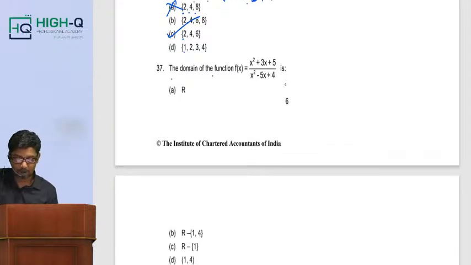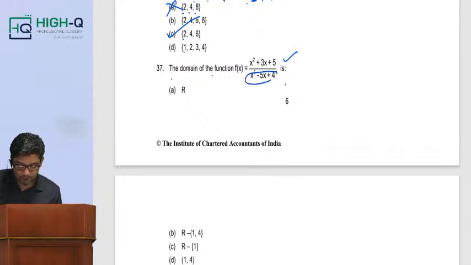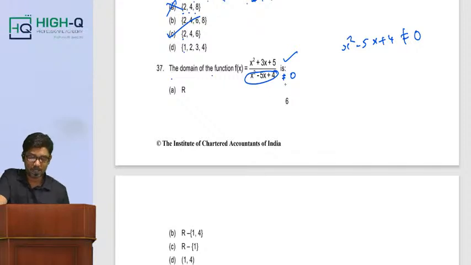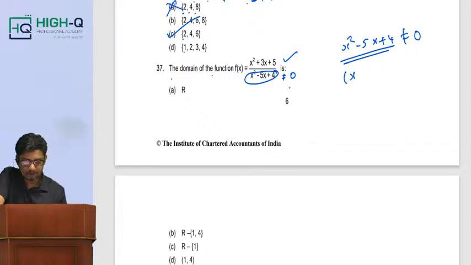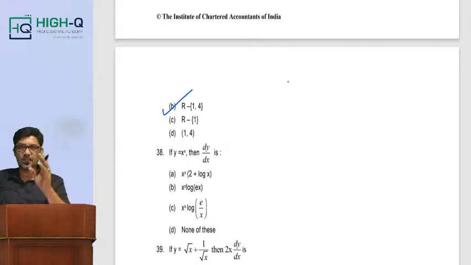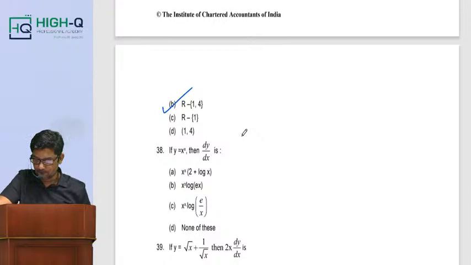Next, the domain of the function. See, whenever there is a quotient, p by q format, the denominator should not be 0. So x square minus 5x plus 4 should not be equal to 0. So what generally we need to do is factorize it. x minus 4, x minus 1 is not equal to 0. x is not equal to 4 or 1. So R is minus 1 comma 4. That is, that relation should not have 1 comma 4. Everywhere it is true, but on 1 comma 4 it is not true.